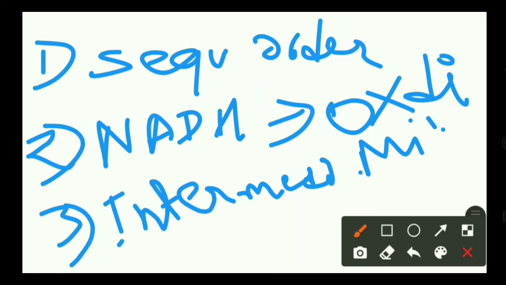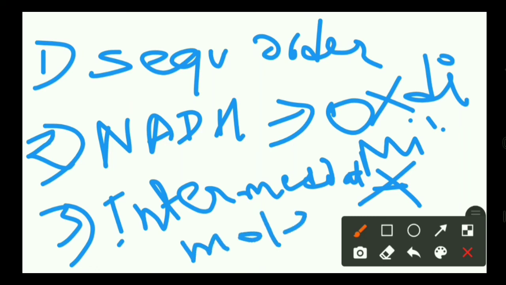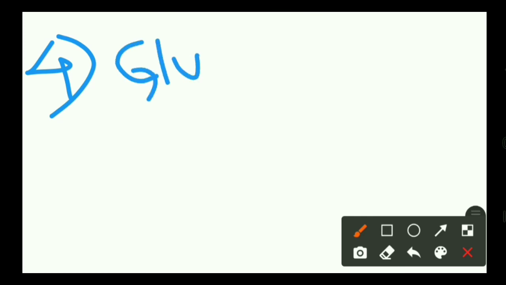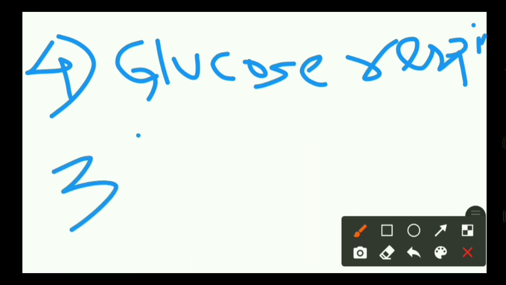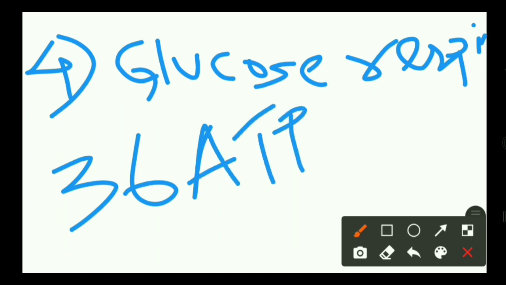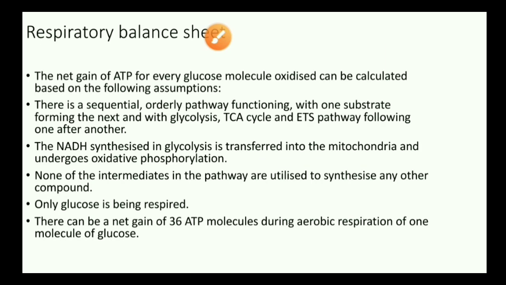intermediate will not be used for making any other molecule. So intermediate molecules will not be used. Now the fourth one is that only glucose will be respired. These were the four points that you need to understand. Only then are 36 ATP produced. This is what this whole topic was about.